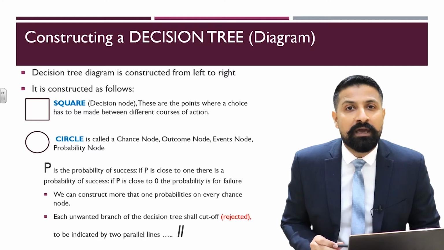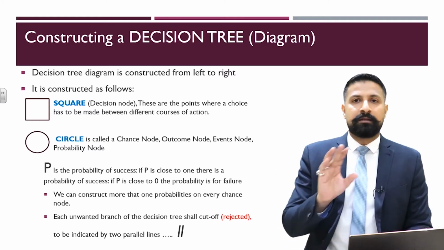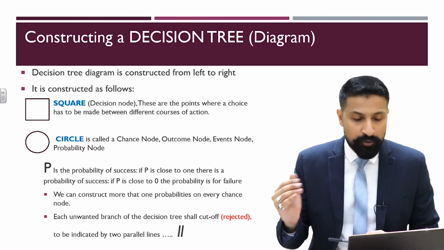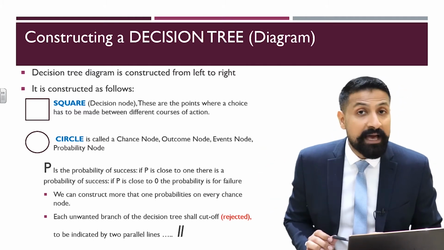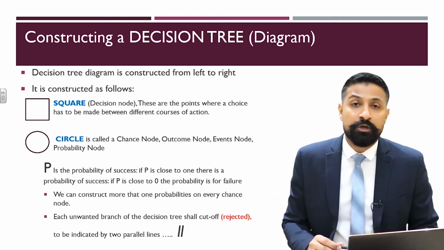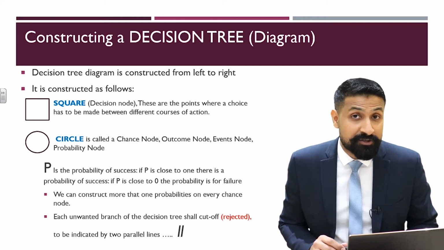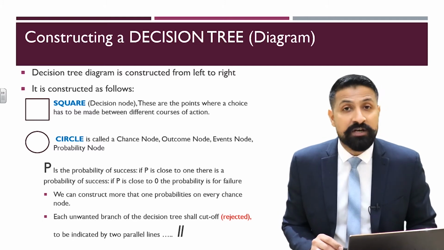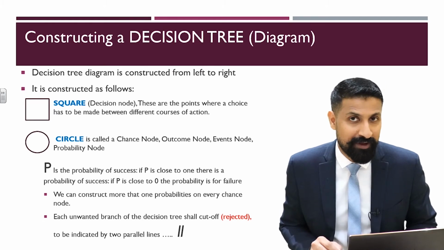Another thing you will see in a decision tree is a circle. What is a circle? There are several other names for the circle. Circle is also called a chance node, an outcome node, an events node, and a probability node. You will also see a P in a decision tree. That is actually a probability. If P is close to 1, then there is a chance of success. If P is close to 0, then there is a chance of failure.